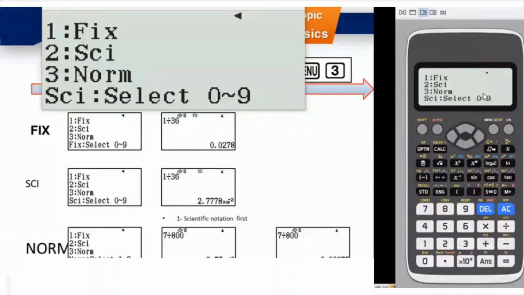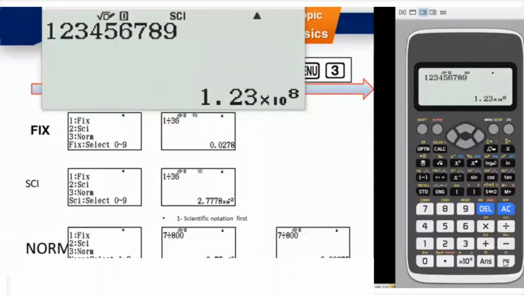Now it is asking me how many significant figures. When I fix, it tells me fix up to number of decimal places. When I select scientific notation, it tells me how many significant figures. Please understand the difference. In fix, it is how many decimal places. In scientific notation, it is how many significant figures. So let's say I told it to be correct to 4 significant figures. I press 4, and now when I press equals to, it is 4 significant figures. 1.235, 10 power 8. I hope this is clear to all of you.